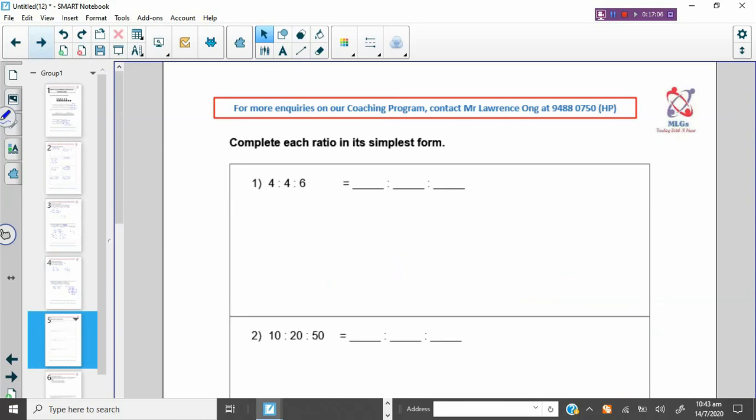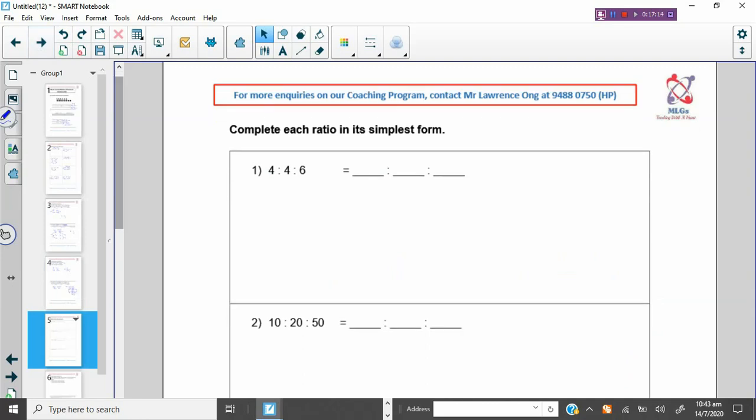Okay, now sometimes your ratio has three quantities, 3 types of things. So how do we simplify a ratio like this? Same thing. Now, you look at the entire ratio, can you divide them by the same number? For example, can I divide by 2? So 4 divided by 2, and then 4 divided by 2 again, and then 6 divided by 2 as well, you will get 3. So when you simplify the ratio, you have to make sure that all the numbers in the ratio can be divided by the same number. So your simplest form will be 2:2:3. Okay, 2:2:3. That's how you read out the ratio.